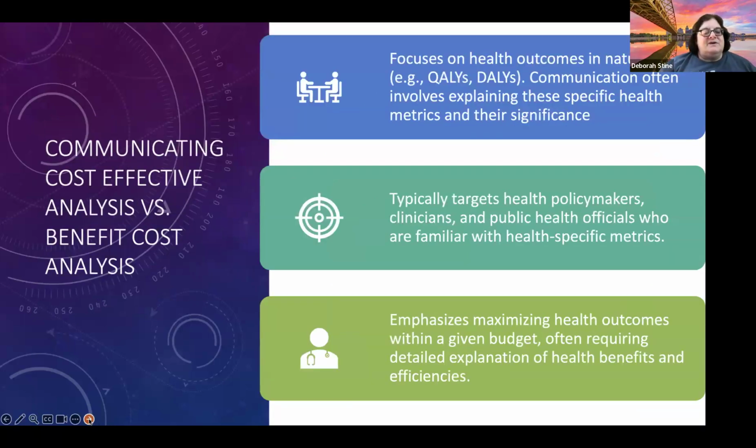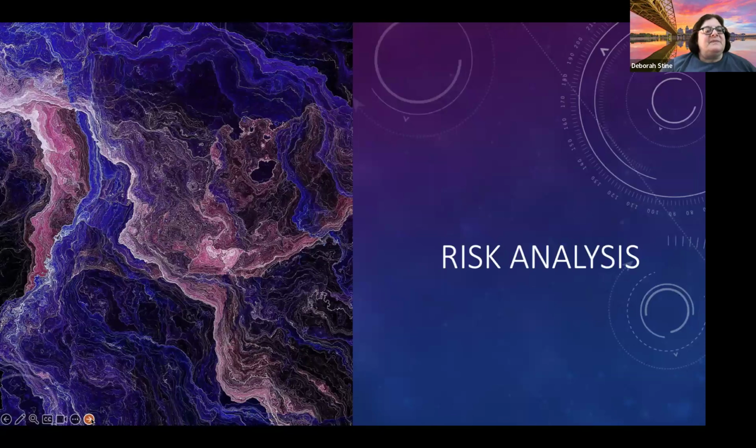And in terms of communicating cost effectiveness versus benefit cost, we have things related to the health outcomes that are in these natural units. The target is typically health policymakers, so they have some familiarity. And you're trying to emphasize maximizing health outcomes within a given budget. And that often requires these kinds of more detailed explanations.